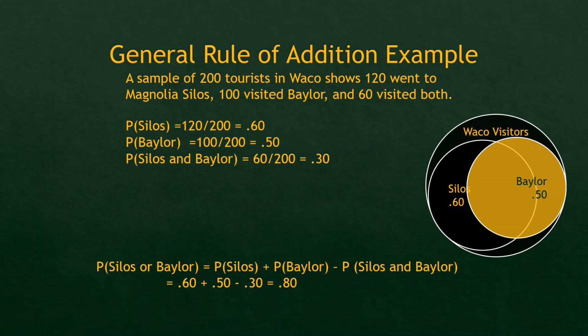So here is an example of the general rule of addition. A sample of 200 tourists in Waco showed that 120 tourists went to the Magnolia Silos, and 100 visited Baylor, and 60 visited both of them. Okay, so you've got a total of 200 tourists. Of those 200 tourists, you've got 120 visiting the silos, you've got 100 visiting Baylor, and then you've got 60 that are visiting both the silos and Baylor.